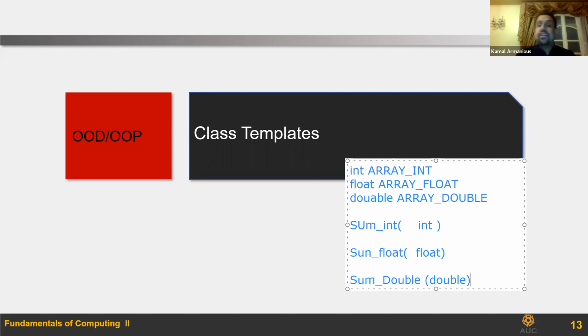So we define what's called a class. We define what's called a class template. And what is a class template? It is simply a class, with functions that will work if you give them an input of integer, will work if you give them an input of float, and will work if you give them an input of double. Let me explain it in Arabic.